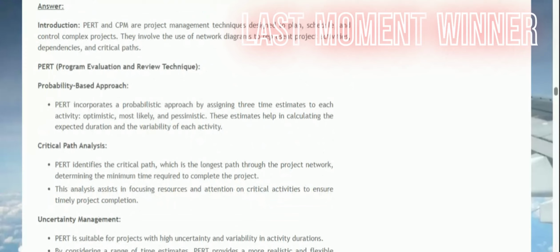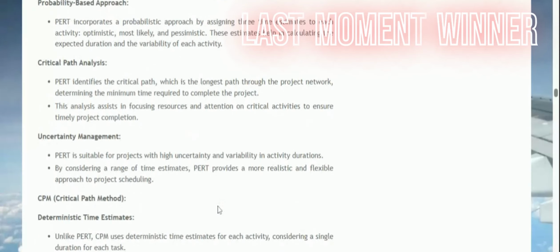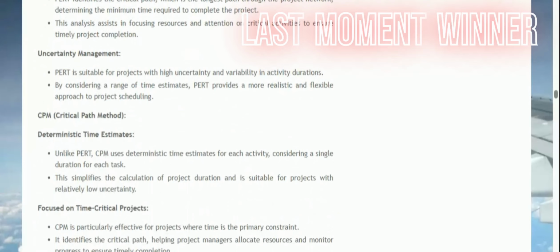Uncertainty management. PERT is suitable for projects with high uncertainty and variability in activity durations. By considering a range of time estimates, PERT provides a more realistic and flexible approach to project scheduling. CPM, Critical Path Method. Deterministic time estimates.